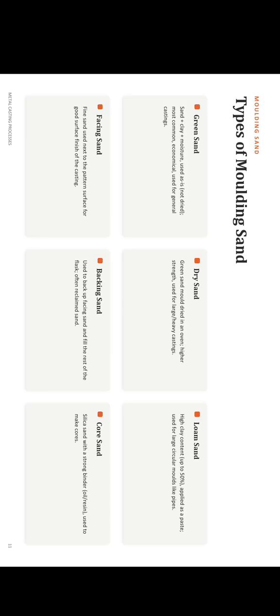Facing sand: fine sand used next to the pattern surface for a good surface finish of the casting. Backing sand: used to back up facing sand and fill the rest of the flask, often reclaimed sand. Core sand: silica sand with a strong binder used to make cores.